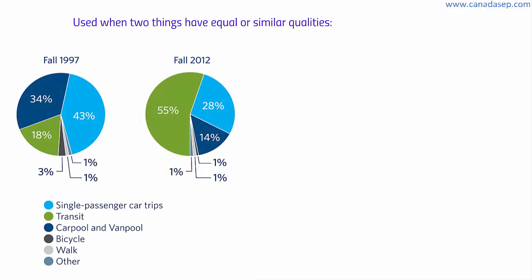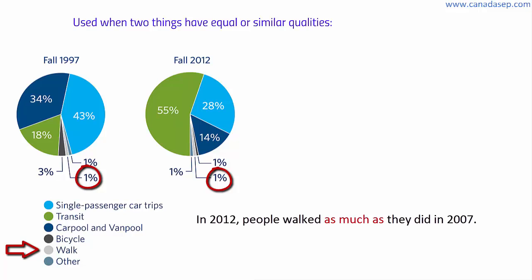For example, can you comment on the percentage people walked in 1997 and 2012? I'll pause for a few seconds. Is your sentence like this? In 2012, people walked as much as they did in 2007. Or, in 2012, people walked as little as they did in 2007. You are right either way. I prefer the second sentence, though.